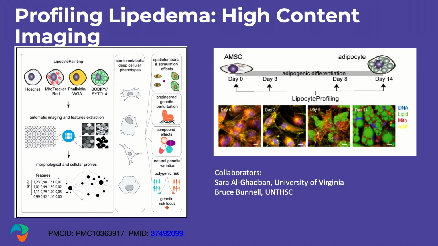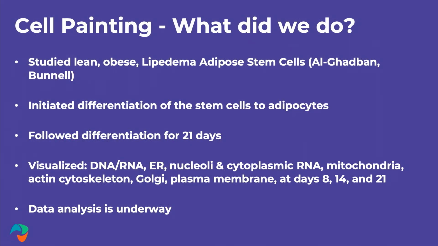The important collaborators for this project are Sarah El-Ghadban of the University of Virginia and Bruce Bunnell, from whom we obtained these patient-derived cells for lipedema. Now, what did we do? We looked at lean, obese, and lipedema adipose stem cells obtained from El-Ghadban and Bunnell, so they are collaborating with us very closely.